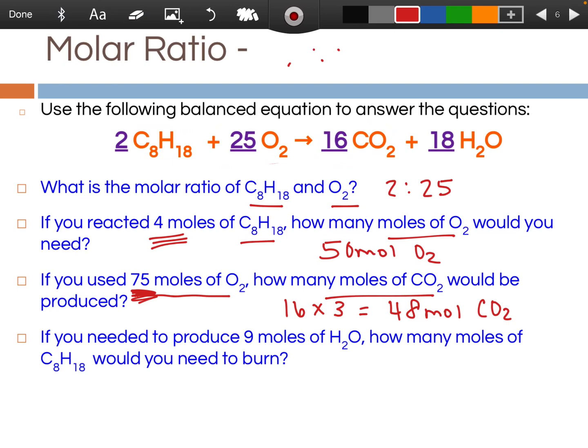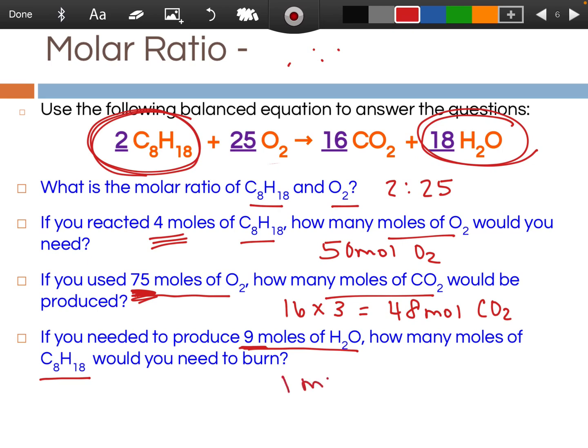All right, and last but not least, if you needed to produce 9 moles of water, so water is over here, how many moles of C8H18 would you need? So now we're comparing water and C8H18. The recipe tells us that for every 2 moles of C8H18, we would produce 18 moles of water. We only want to produce 9 moles of water, so we're going to cut our recipe in half. So instead of 2 moles of C8H18, this would only require 1 mole, because we want to cut the amount of product that we get in half.